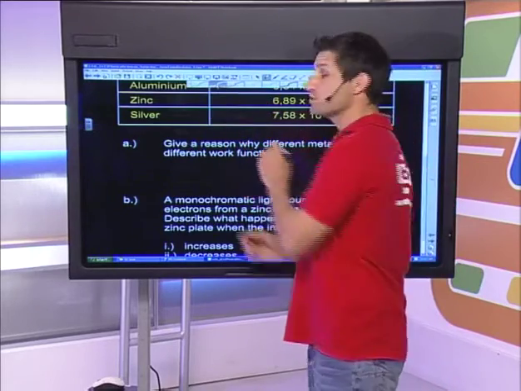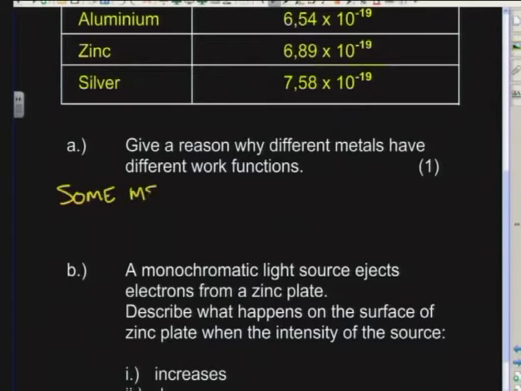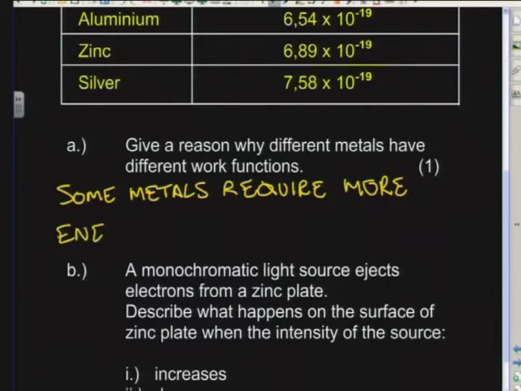What you can say is you can demonstrate your knowledge of the work function and say some metals require more energy to remove electrons. So some metals, and specifically silver in this case, require more energy to lose or eject an electron. And that's exactly what they're looking for. They're looking for the word energy to eject electrons, because they're trying to hold on to their electrons.